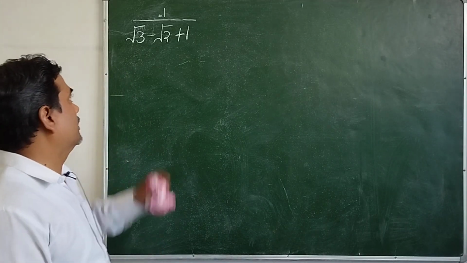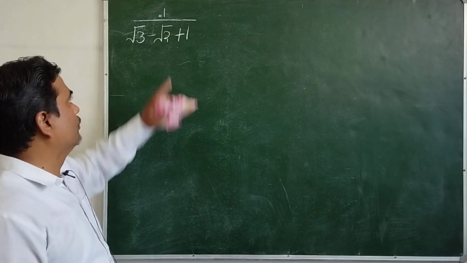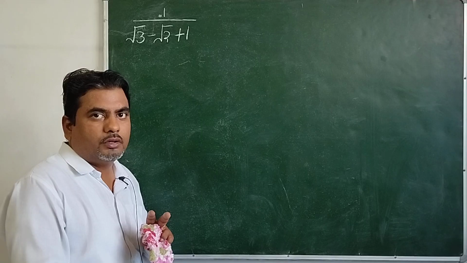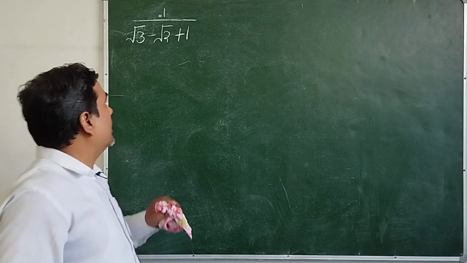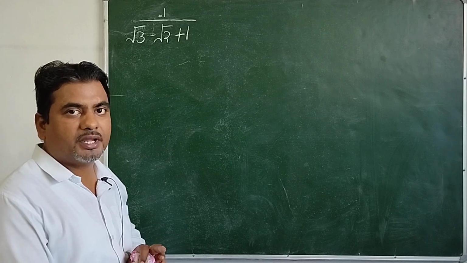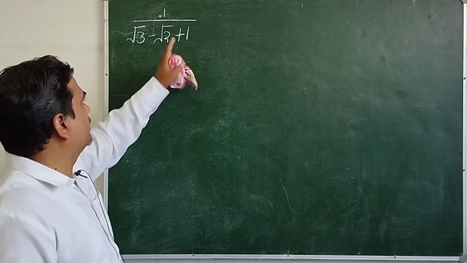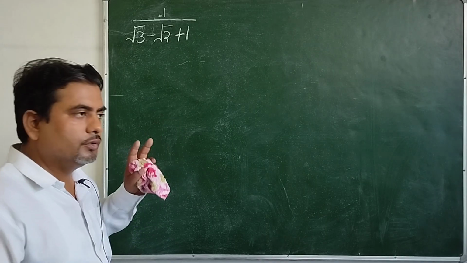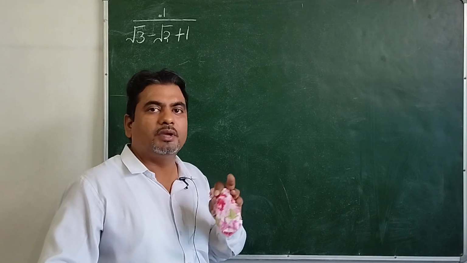Okay, for now here what we have to do, if we have more than two terms in the denominator, in this case you have to make the group of any two parts. So either you make the group of root 3 and root 2 and keep one separate, or you make the group of root 3 and 1, or you make the group of root 2 and 1. Whatever the group you will make, final answer will be same.